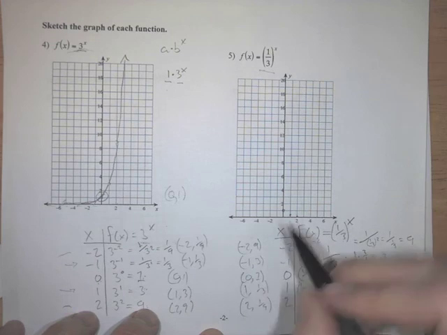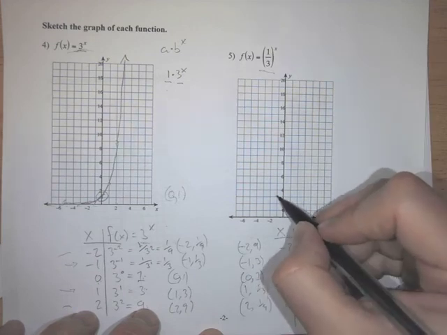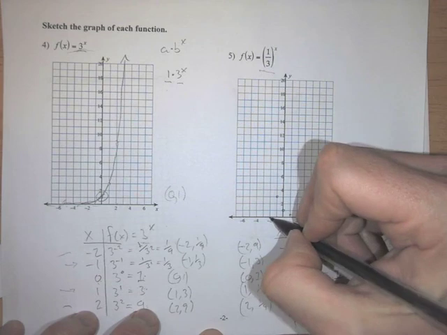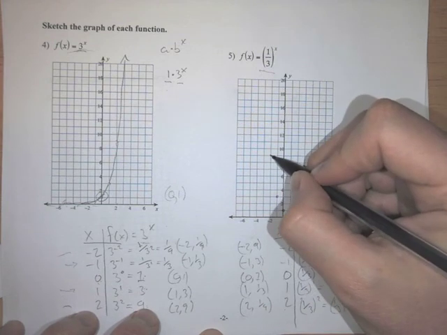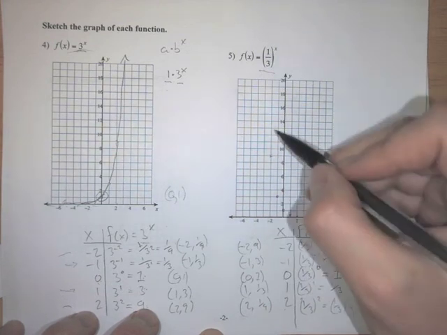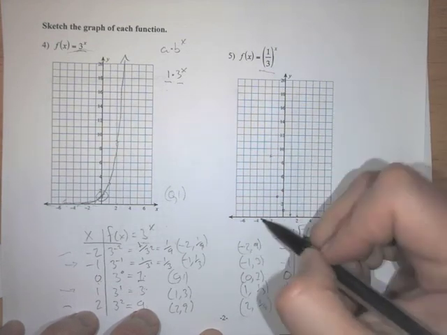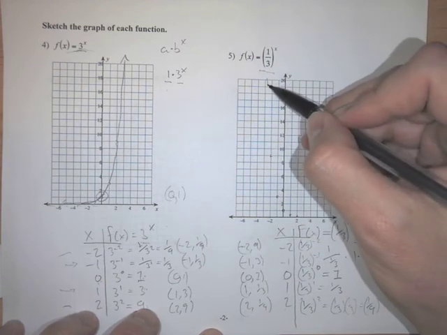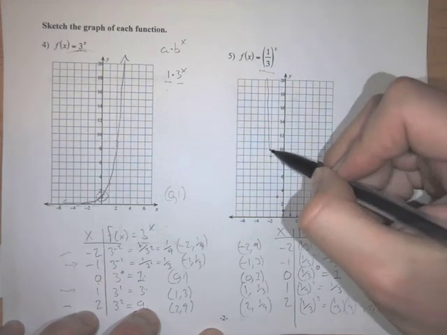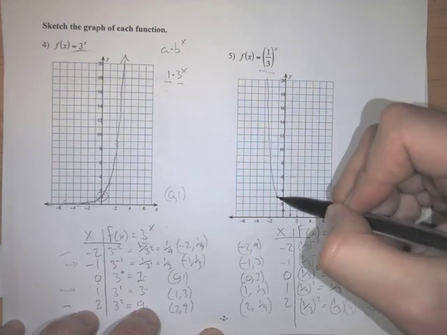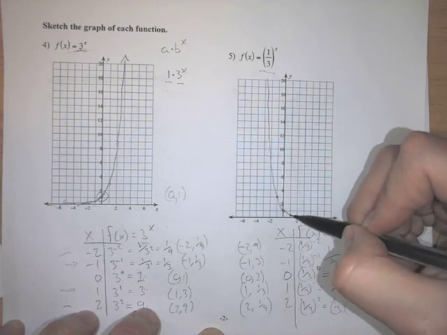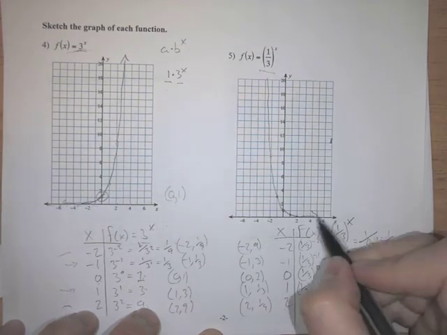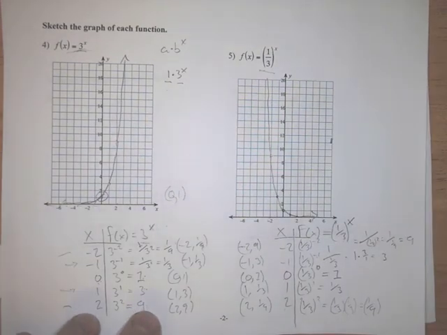Then we have negative 1 comma 3. So negative 1, 3 right here. And then negative 2 comma 9. One more. If we were to go further, negative 3 would be way up here, way up at like 27. So it's like coming down, and then we get closer and closer and closer to 0, but we never actually touch 0. Okay, and that's kind of what our graph looks like.